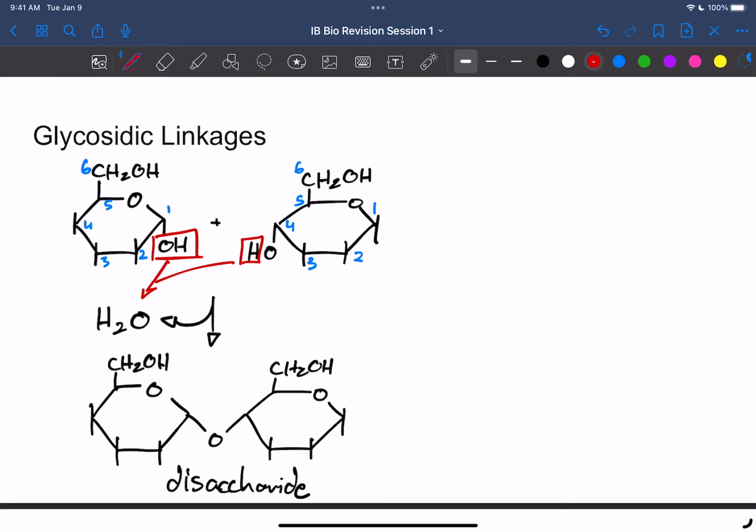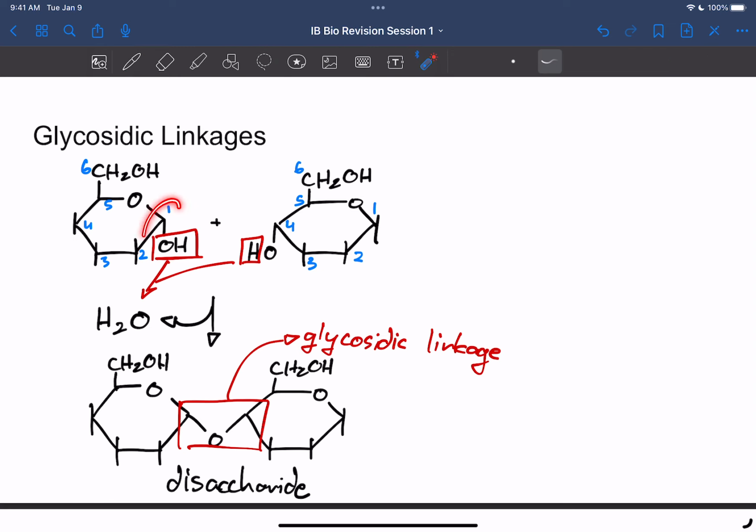And the product is a disaccharide. So this linkage right here is the glycosidic linkage. And it's on carbons 1 and 4. So what would you call this? A 1,4 linkage, or 1,4 glycosidic linkage.